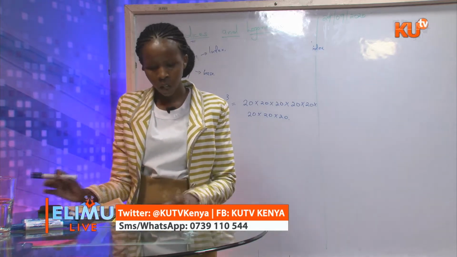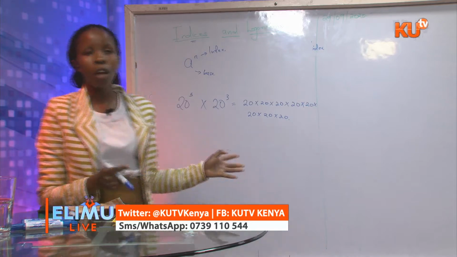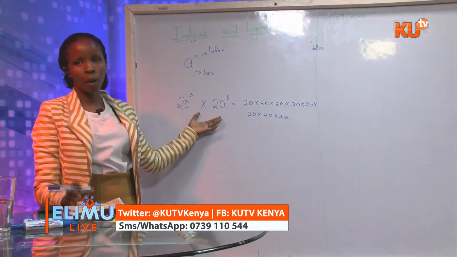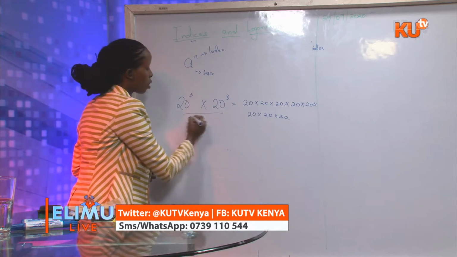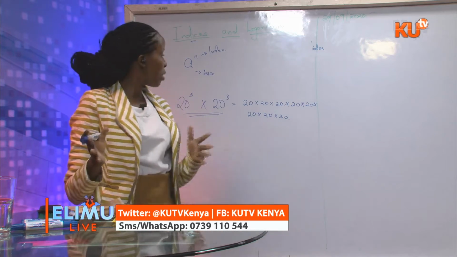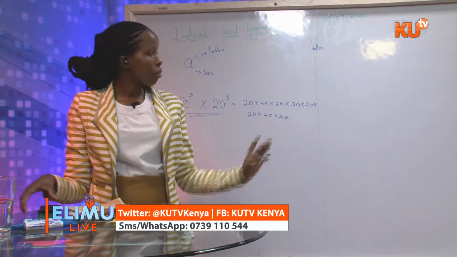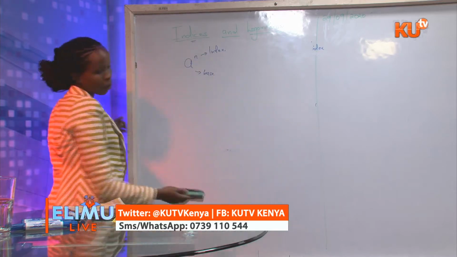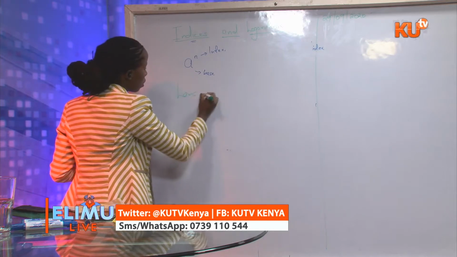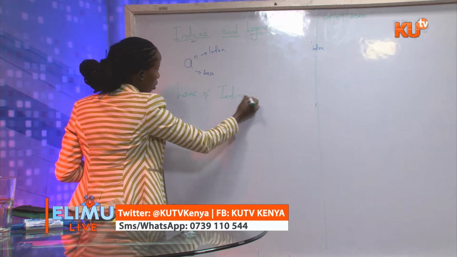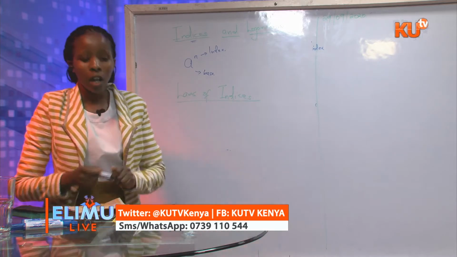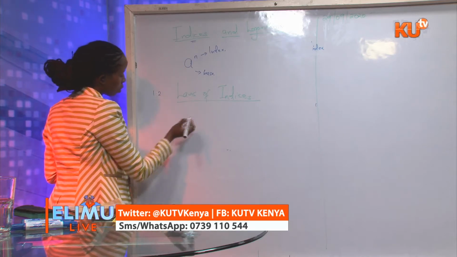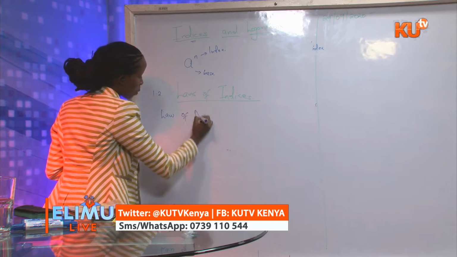So we narrow down to the laws of indices. The laws of indices make it easier for us to work out numbers that have powers. When we learn the laws of indices, it makes it simpler for us to work this out. So we shall go direct to the laws of indices, and we have 3 laws of indices. The first law is the law of multiplication.